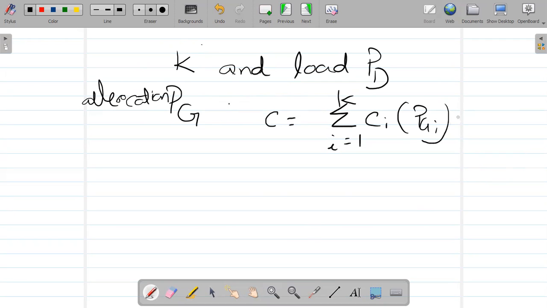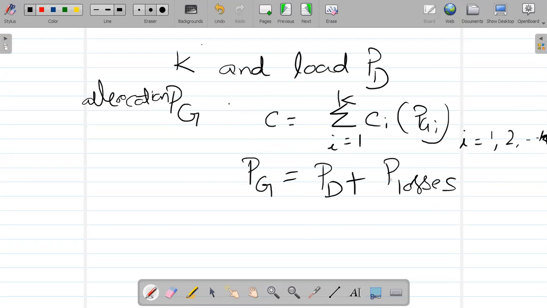So what is the total cost? Suppose i equal to 1 to K. Total cost equals C1 plus C2 up to CK, that is, sigma of i equal to 1 to K, Ci of PGi. That is the cost function. We have to minimize the cost function with the equality constraint. Always in the power system, the power balance equation has to be satisfied. This is called the equality constraint: sigma PG equals PD plus losses.